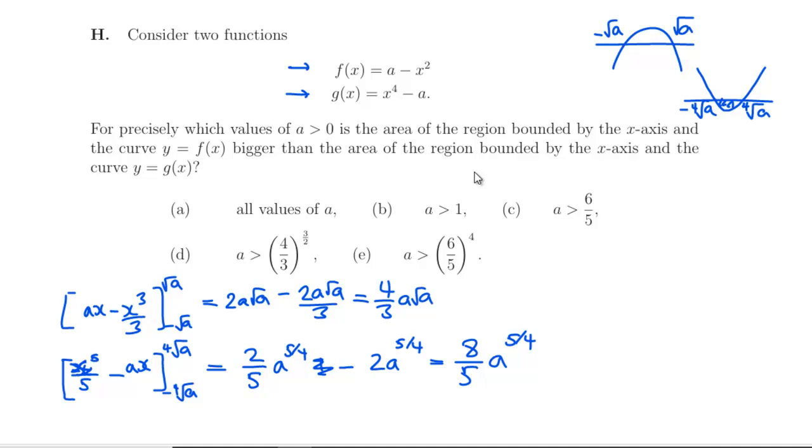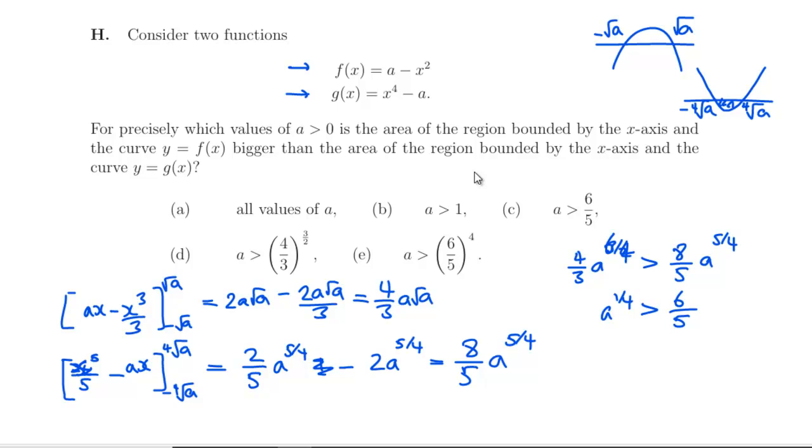And which one do we want to be bigger? We want this top one to be bigger than the other one. So we've got 4 over 3 a to the 3 over 2 is greater than 8 over 5 a to the 5 over 4. Good Lord. So let's make that 6 over 4 to make things a little bit easier. So we've got a to the quarter left, and that's got to be greater than, when we cancel the 4s, 6 over 5.